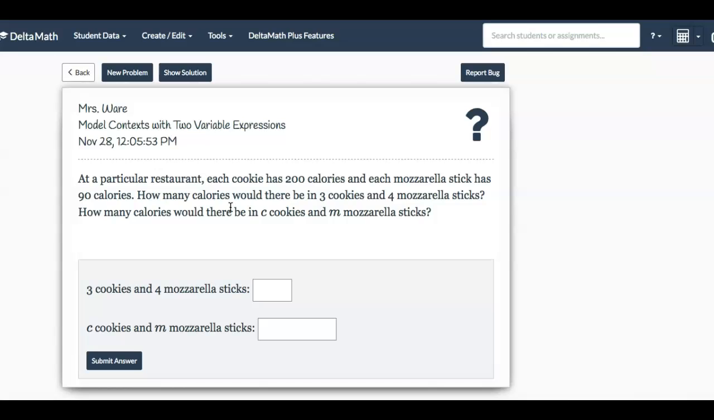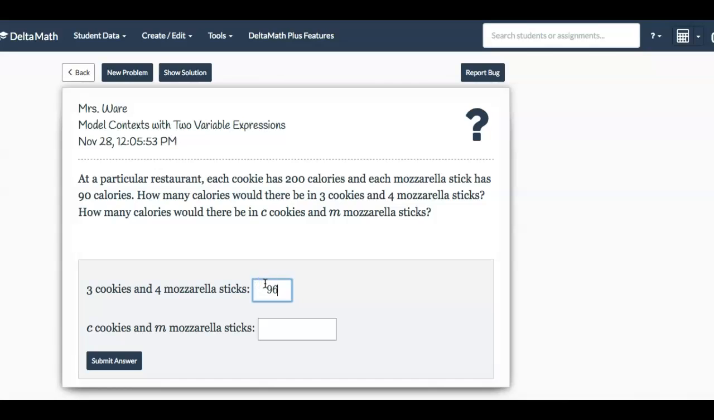So how many calories would there be in 3 cookies and 4 mozzarella sticks? I'm writing down 3 times 200 plus 4 times 90. So write that down on your paper or on your whiteboard, then go ahead and evaluate that. 3 times 200 is 600, so that's the amount of calories from the cookies, plus 4 times 90 would be 360, so that's the calories from the mozzarella sticks. And when you add that together, that's 960. So that's my answer here.